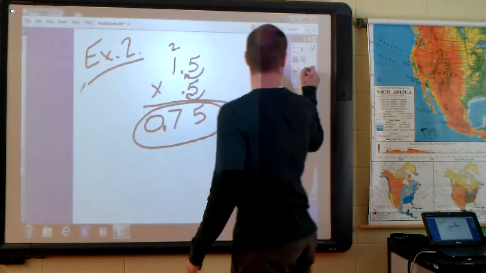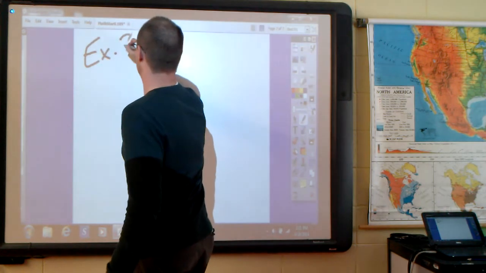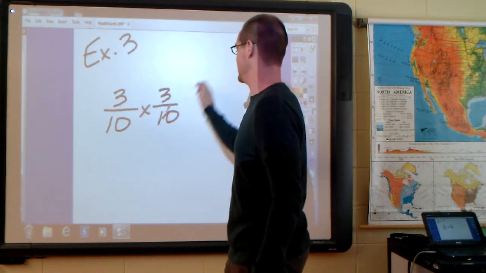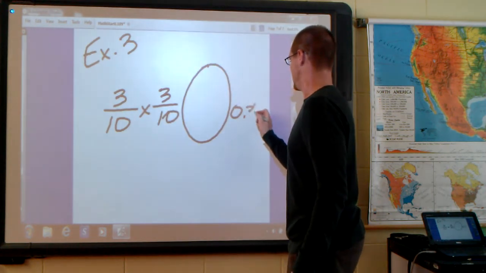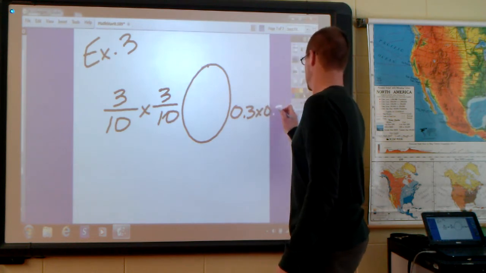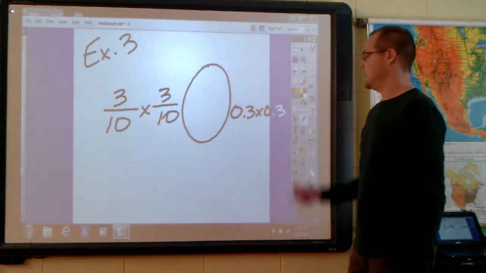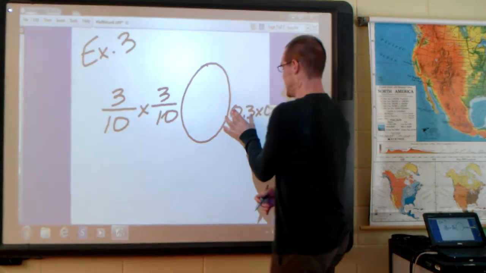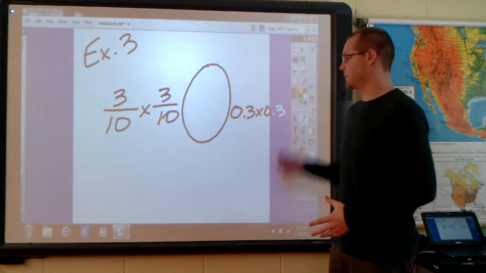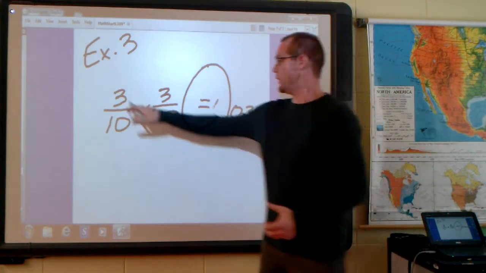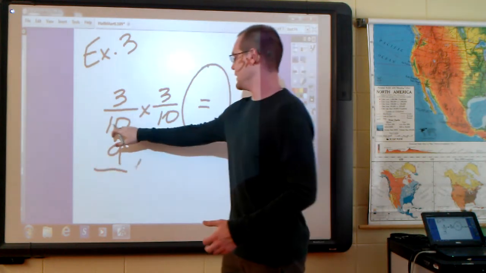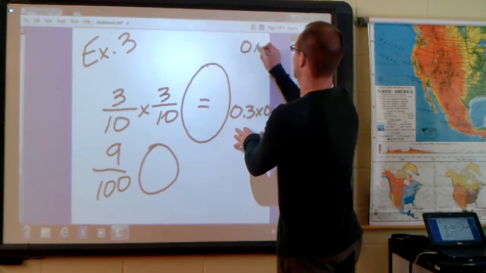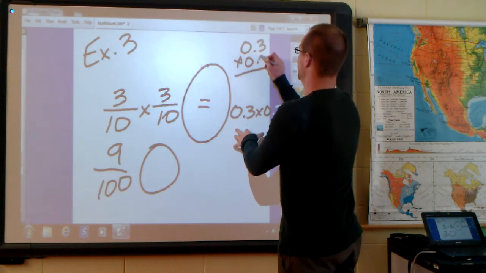Example 3. We're going to compare 3/10 times 3/10 as fractions with 3/10 times 3/10 as decimals. And I think most of us know the answer to this question. 3/10 as a fraction is the same as 3/10 as a decimal, just looks a little bit different. Okay? So it will be equals. But what is 3 times 3? 9. 10 times 10? 100. Let's compare that with 0 and 3/10 times 0 and 3/10.